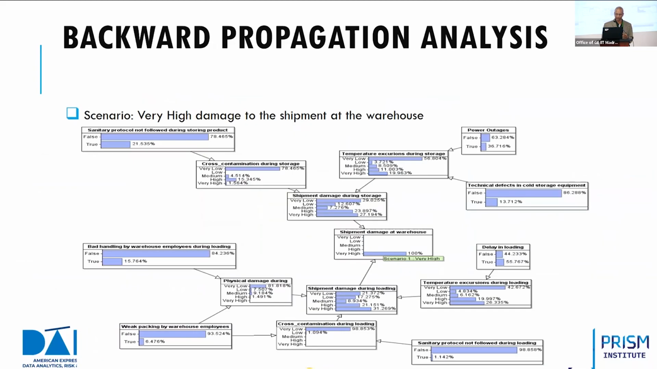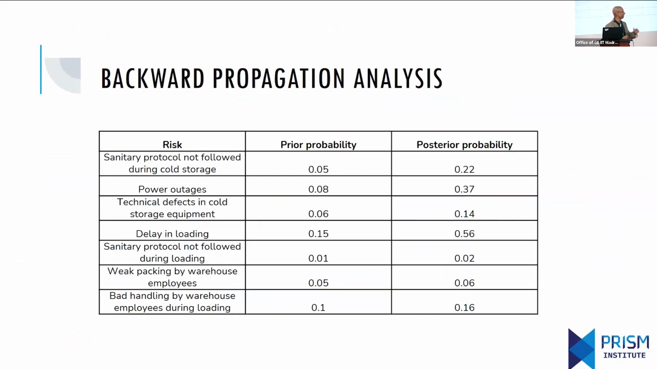Similarly, if you do a backward propagation, I notice I receive a shipment which has had very high damage. Looking at it backwards, what could have caused it? 56% of the time due to, let's say, delay in loading, or 37% of the time because of power outages. So notice that here we have built actually three different types of models. One, a qualitative model to do a failure modes analysis. Then a numerical simulation where we can do Markov kind of analysis. And finally, a causal network, which gives us various kinds of insights.